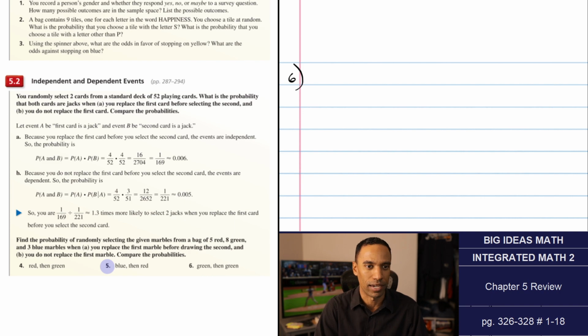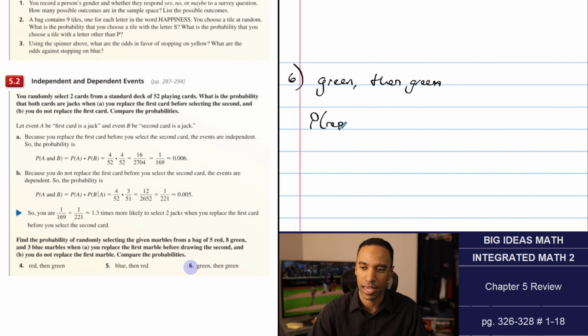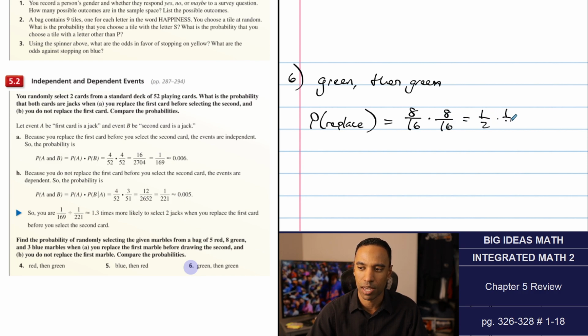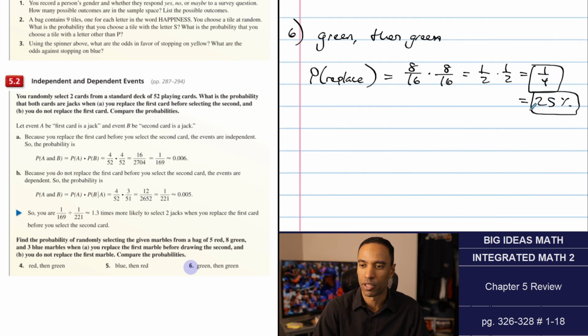Number 6. Probability of green then green. This is an example where the replacing should have a higher probability. So probability, if you replace, green is 8 out of 16, and we're going to replace it. So we'll still have another 8 out of 16. That's 1/2 times 1/2, which is 1/4, which is 25%. We should all be pretty familiar with that one.